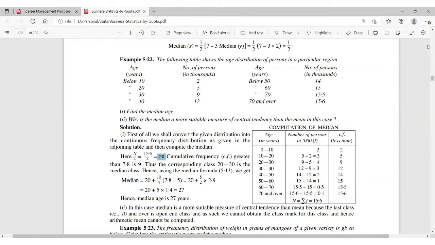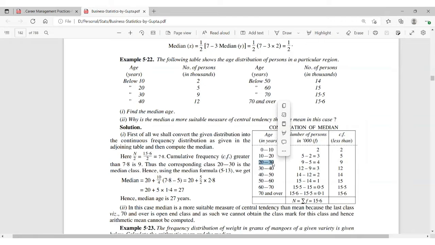Now find the cumulative frequency. See, 7.8. Now, in the cumulative frequency, find the number which is just greater than 7.8. Which number is that? 9. Now, this comes to be the median class, 20 to 30. This is the median class, right?